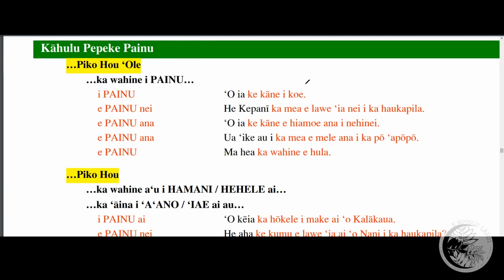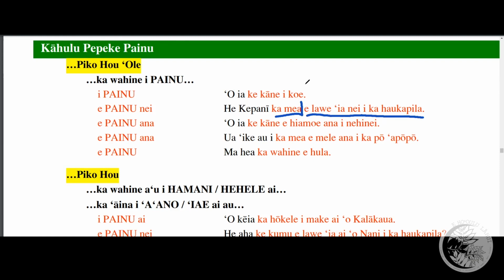Okay, so let's look at some other examples that we have here. Hekepani kamea. The one is Japanese. Which one? And again, you notice that sense of which one. I'm going to describe which one. This is what we call the Kahulu Pepeke Painu.